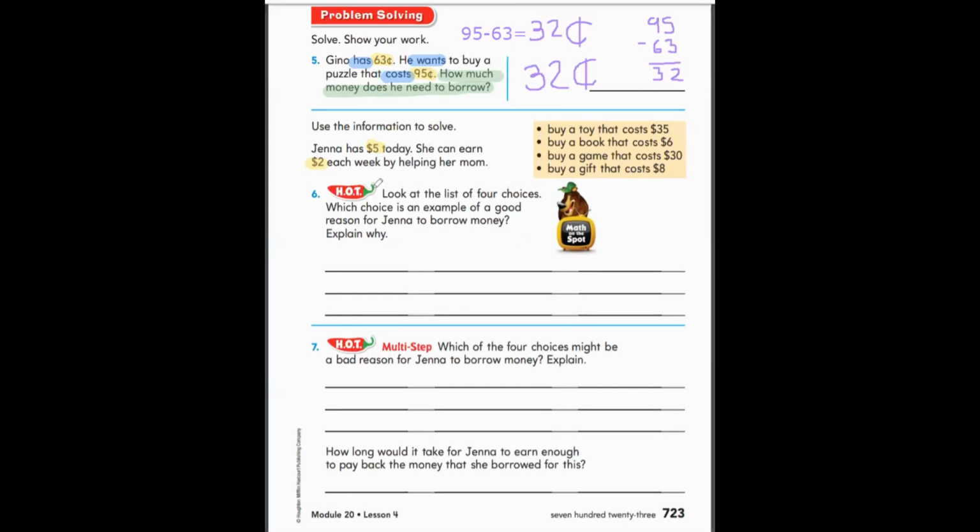Okay. Now, let's see what the problem says. Look at the list of these 4 choices. Which choice is an example of a good reason for Jenna to borrow money? Which choice is an example of a good reason for Jenna to borrow money? Okay.